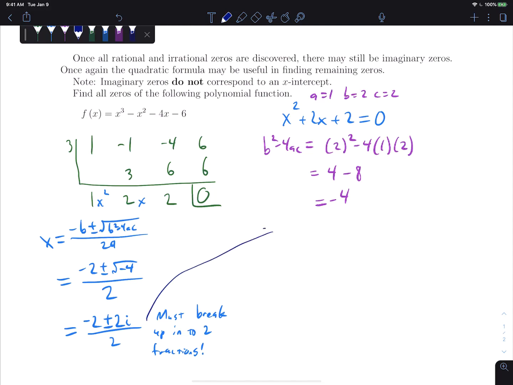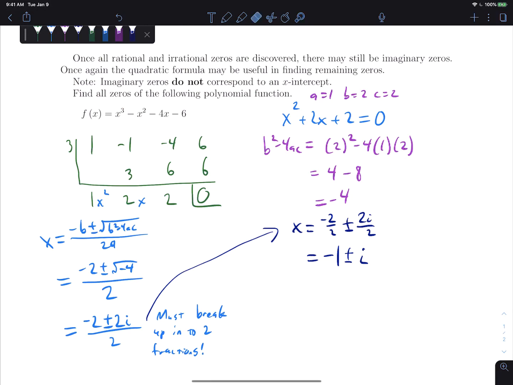So this is going to become x equals negative 2 over 2 plus or minus 2i over 2. And then simplify. 2 over 2 is 1, so that makes that negative 1. Plus or minus 2 over 2 is 1, making that just i. Awesome. So we have 2 solutions here, and we have a 0 here. So 2 zeros here, and a single 0 here. Maximum of 3 total. Fantastic.